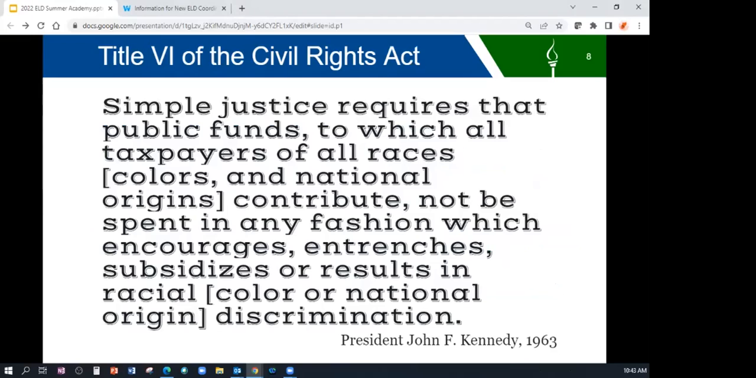John F. Kennedy was instrumental in helping to promote equity in education for all students, and he made this wonderful quote: "Simple justice requires that public funds, to which all taxpayers of all races, colors, and national origins contribute, not be spent in any fashion which encourages, entrenches, subsidizes, or results in racial, color, or national origin discrimination." So basically, we all pay taxes, and so everybody should be treated the same. It's a good quote.